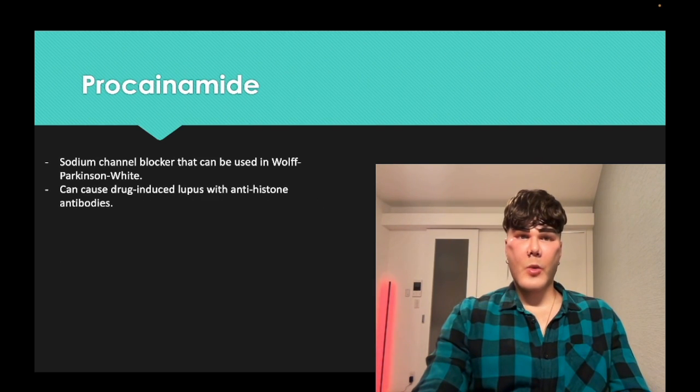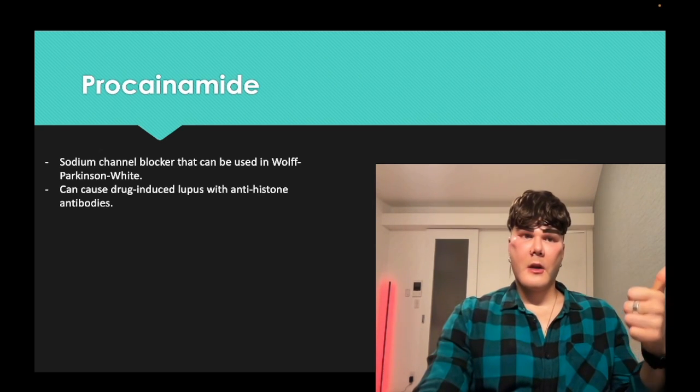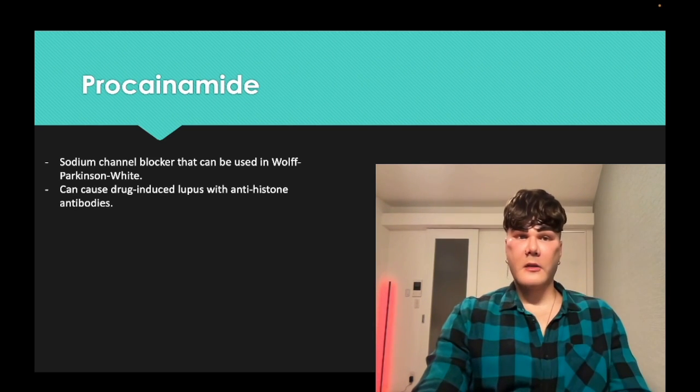Procainamide, so it's a 1A, it's a sodium channel blocker, and the only thing you need to know for USMLE is just number 1, block sodium channels, number 2, it can be used for Wolff-Parkinson-White, number 3, antihistone antibody, so similar to hydralazine, can cause drug-induced lupus, okay?